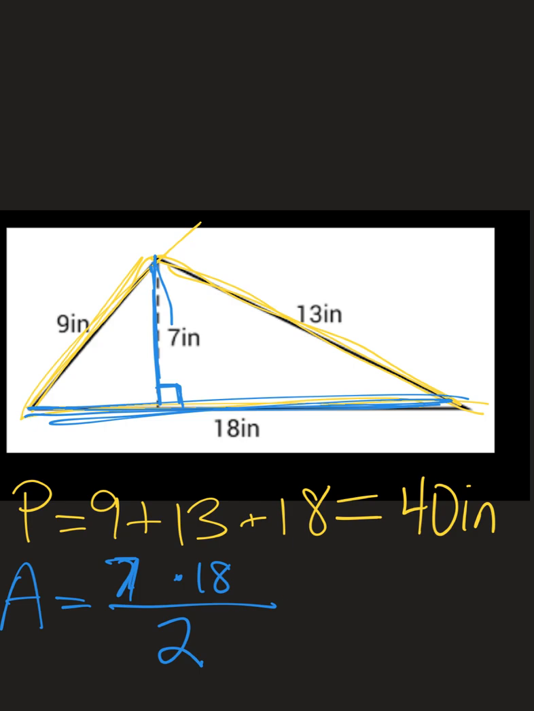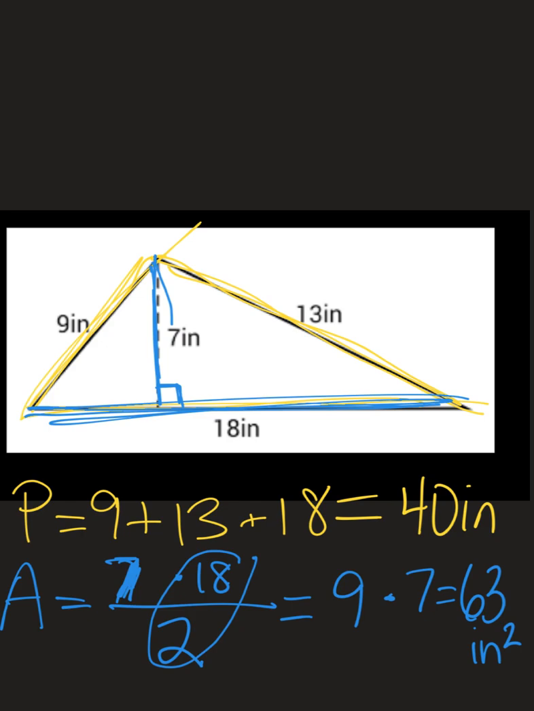7 times 18 divided by 2. Now 7 times 18 is a really large number, and I'm not using a calculator right this second. So what I'm going to do is I'm going to take this 18 divided by 2 before I multiply it by 7. 18 divided by 2 is 9. I'm only dividing by 2 one time. I don't have multiple divisions of 2. Okay, so it's just 9 times 7 for my answer, which is 63 inches squared, or square inches, however you want to say it. Okay?